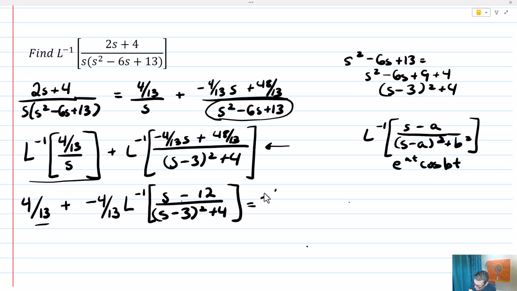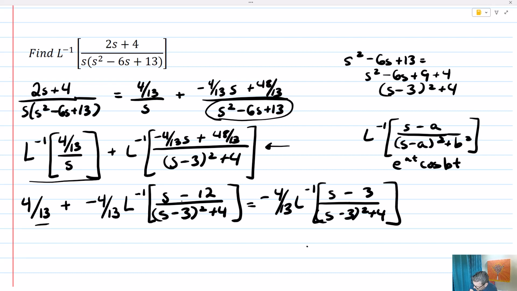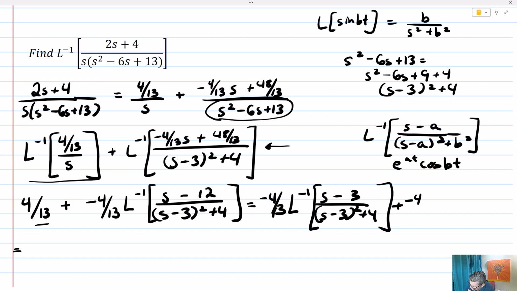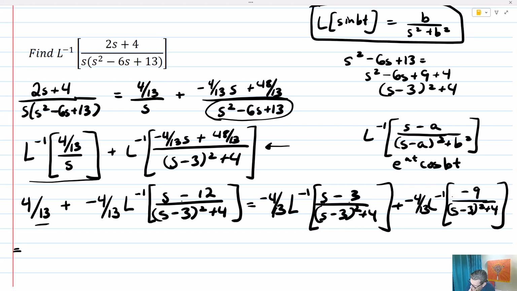This will give us now negative 4 over 13, the inverse Laplace transform of s minus 3 over s minus 3 squared plus 4. Our last term then is going to be negative 4 over 13, because that's that coefficient, inverse Laplace transform, and this is going to be negative 9 over s minus 3 squared plus 4. The reason why we'll do that is because you notice that s minus 12 is simply s minus 3 minus 9. So that actually allows us to do what we need to do. Now take a look up here at this formula. The Laplace transform of sine bt is going to equal b over s squared plus b squared.